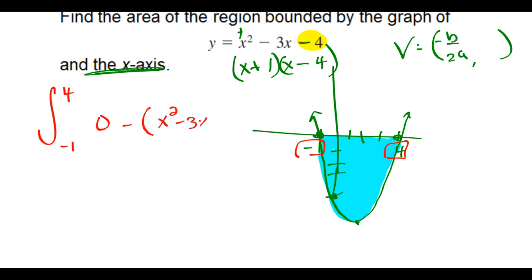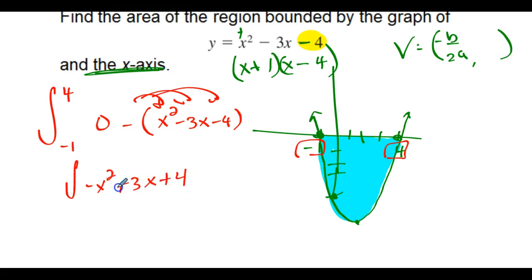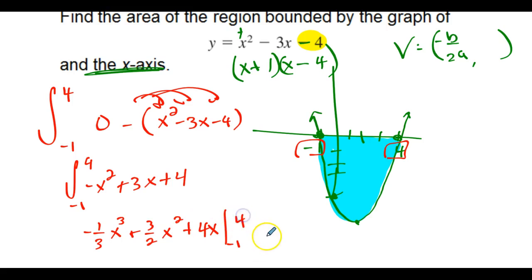Now remember, it's not just minus the first term of the lower. You're going to have to distribute that negative to every term. So you're really integrating negative x squared plus 3x plus 4 between negative 1 and 4. So negative 1/3, that seems like I have that a lot here, plus 3/2 x squared plus 4x, evaluated between negative 1 and 4, and that'll turn out to be 125/6.